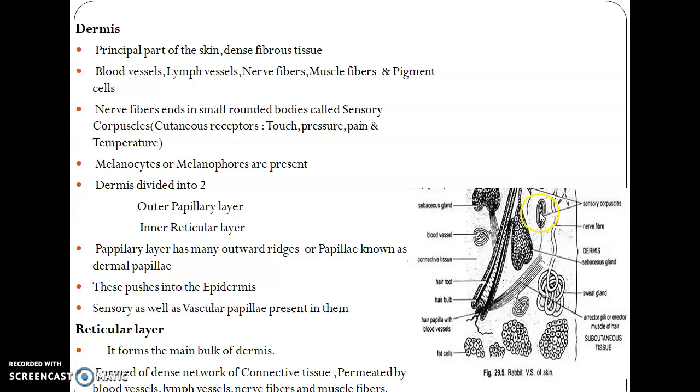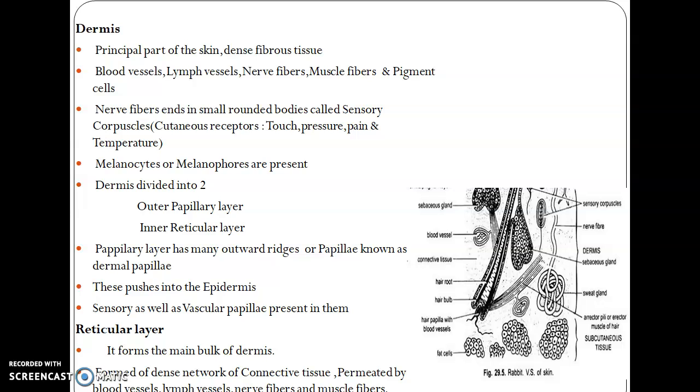The function of these corpuscles is that they act as cutaneous receptors, or the receptors which are found in the skin. They are concerned with detecting changes like touch, pressure, pain as well as temperature. So these kinds of changes can be easily recognized by means of these sensory corpuscles. Then, in addition to this, melanocytes or melanophores are also present.